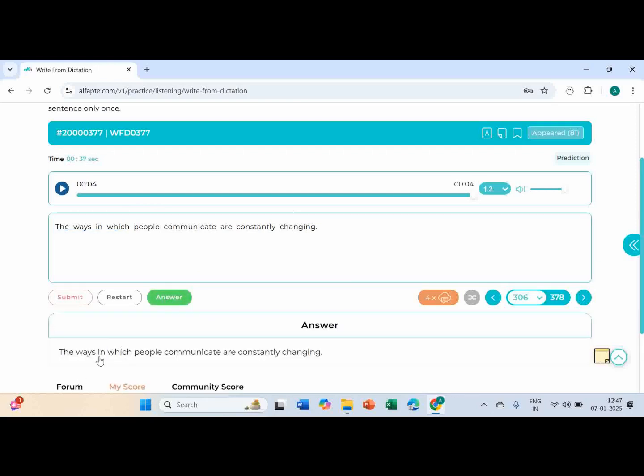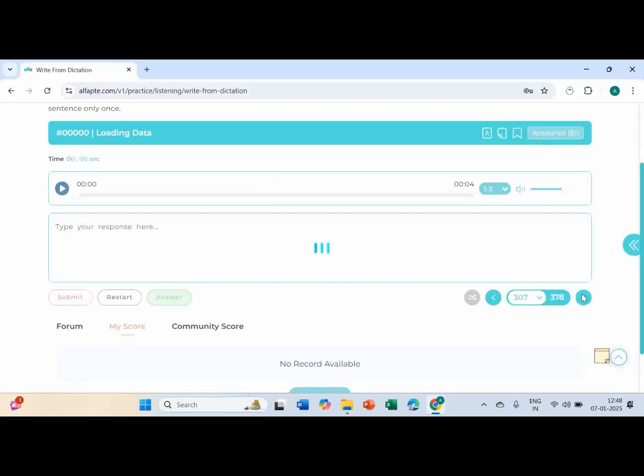So this is the answer, the ways, because if the people communicate, then it should be plural. If you are confused between way and ways, then you can write it at the end, but your sentence should make proper sense. If you are able to understand the meaning of the sentence in Hindi or Punjabi, then it will be good for you. So next example.